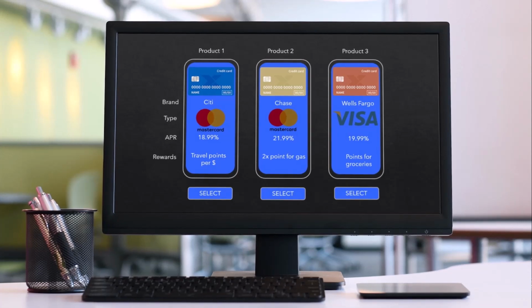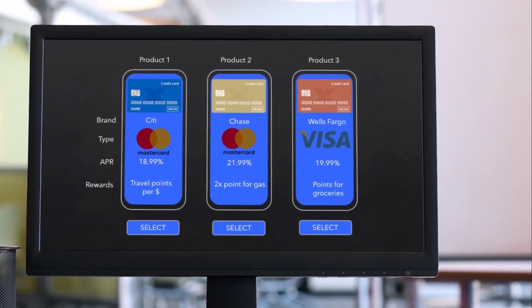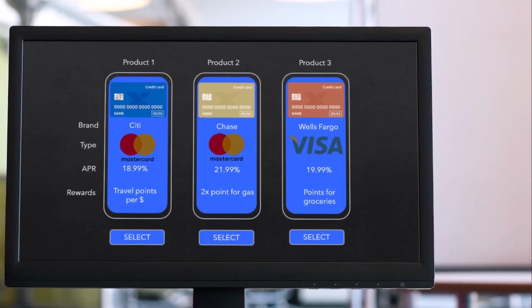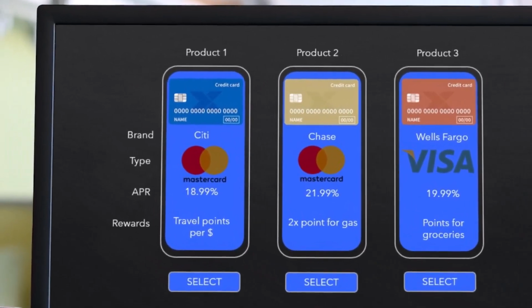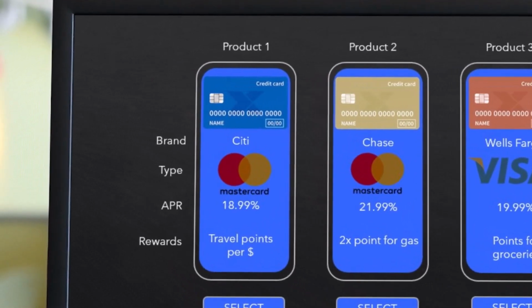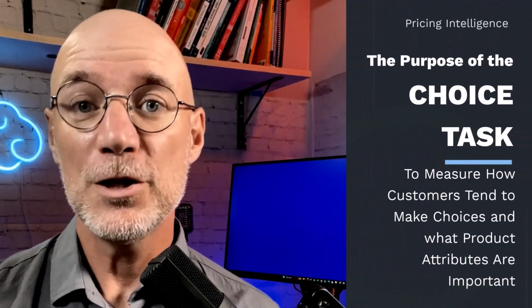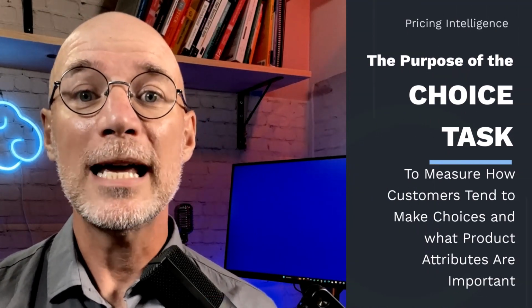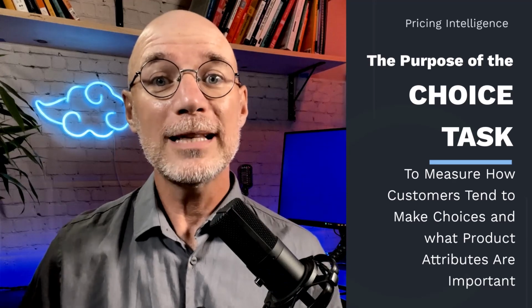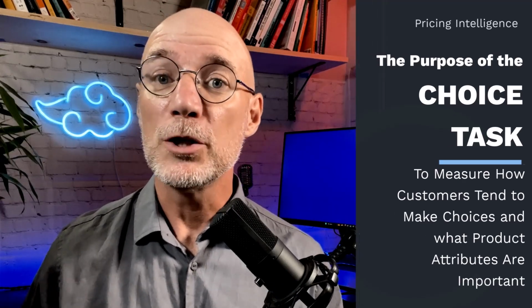What you see here is a choice task example, in which survey takers are asked to compare 3 credit cards. They're given relevant information about the 3 credit cards: what brand issued the credit card, what type of card it is, whether there is an annual fee, if yes, how much, whether you have cash back, and many other relevant attributes about the card. The purpose of the choice task is to measure how customers tend to choose in a certain product category, what product attributes tend to be important when making choices.